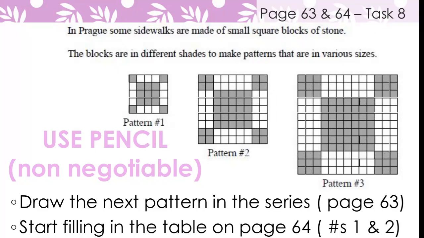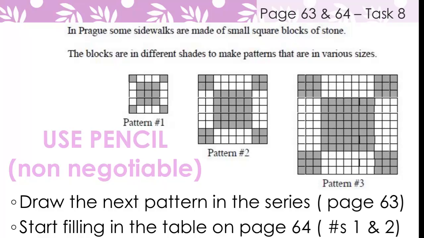Here we go. In Prague, some sidewalks are made of small square blocks of stone. The blocks are in different shades to make patterns that are in various sizes. So you see the pattern for pattern number 1, you see number 2, and pattern number 3. Using your pencil, I want you to draw the next pattern that would be in the series.